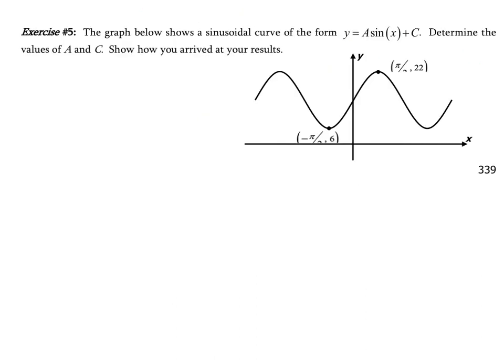Exercise 5 says the graph below shows a sinusoidal curve of the form y equals a sine of x plus c. Determine the values of a and c. Show how you arrived at your results. Interesting. All right, it is cut off, but I do feel that you should know that this does say pi over 2 is your x value here, and -pi over 2 is your x value there. It doesn't actually affect anything that we're doing, but it is sort of annoying that it is cut off.